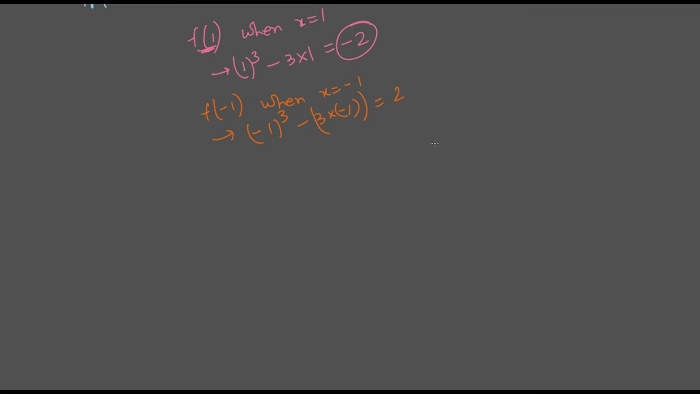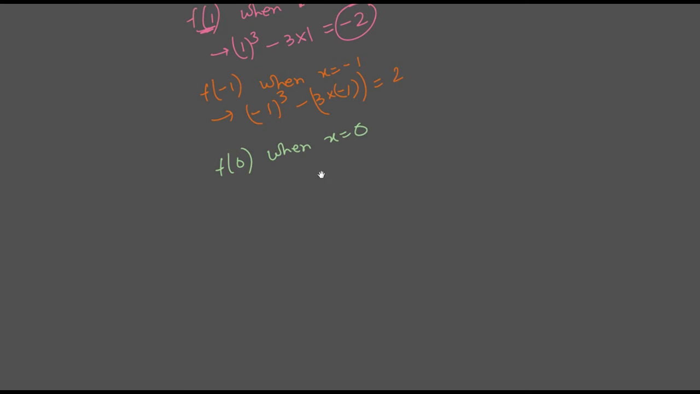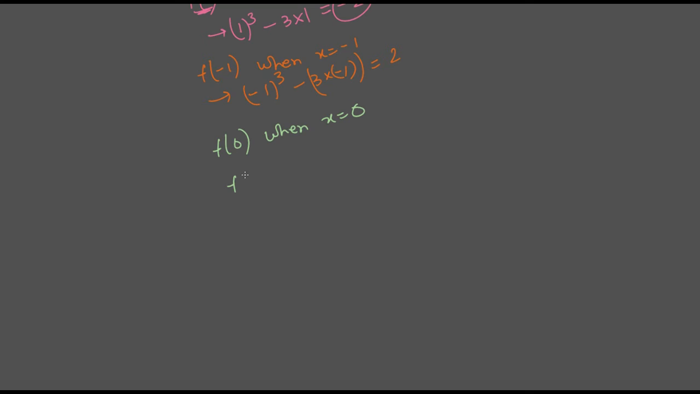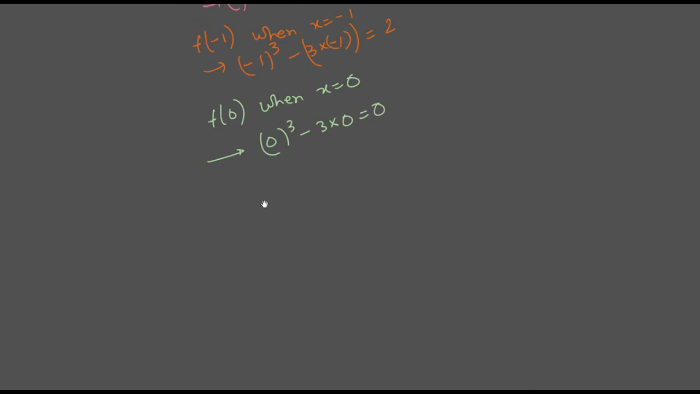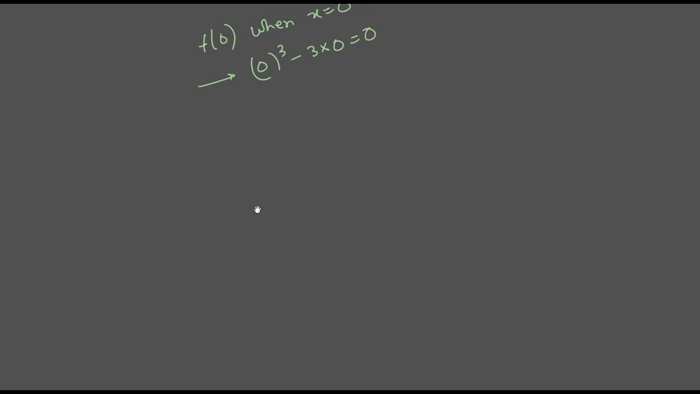And lastly, when x equals 0, f of 0: 0 whole cube minus 3 into 0 equals 0. Okay, so now we get the local maxima and minima by plotting the graphs, right?